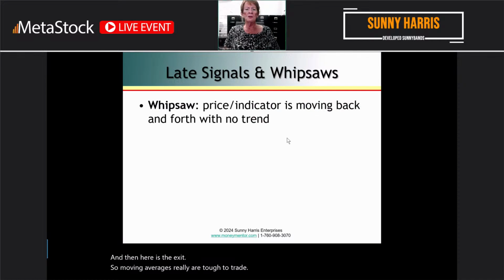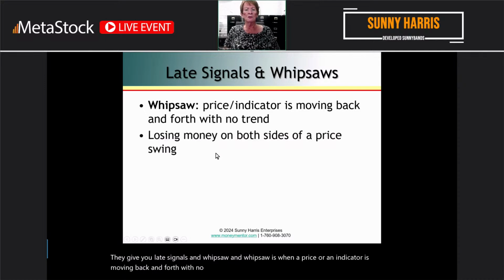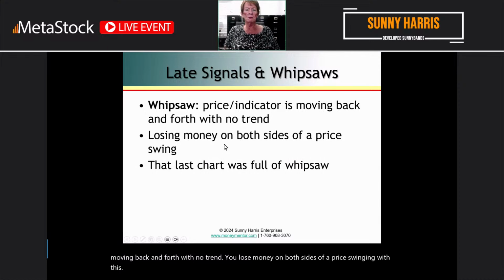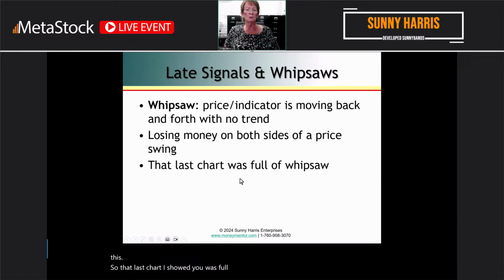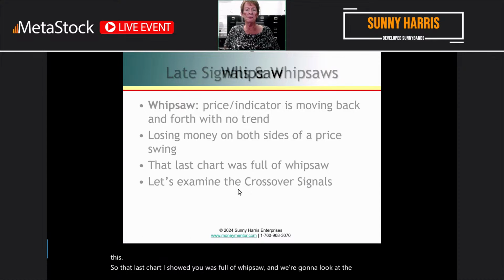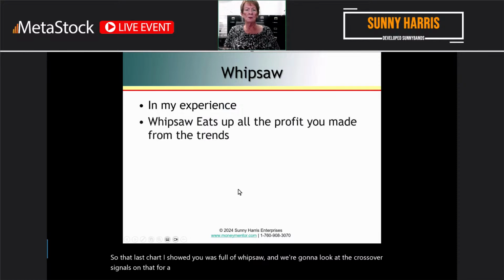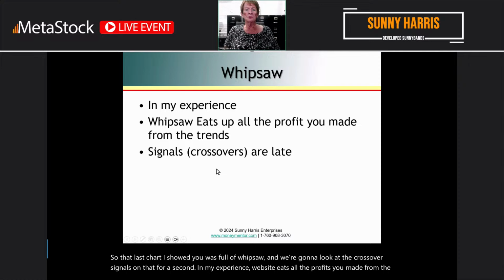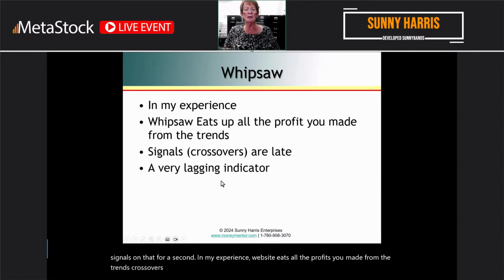They give you late signals and whipsaw. And whipsaw is when a price or an indicator is moving back and forth with no trend. You lose money on both sides of a price swinging with this. So that last chart I showed you was full of whipsaw. And we're going to look at the crossover signals on that for a second. In my experience, whipsaw eats all the profits you made from the trends. Crossovers are very late and they're very laggy.